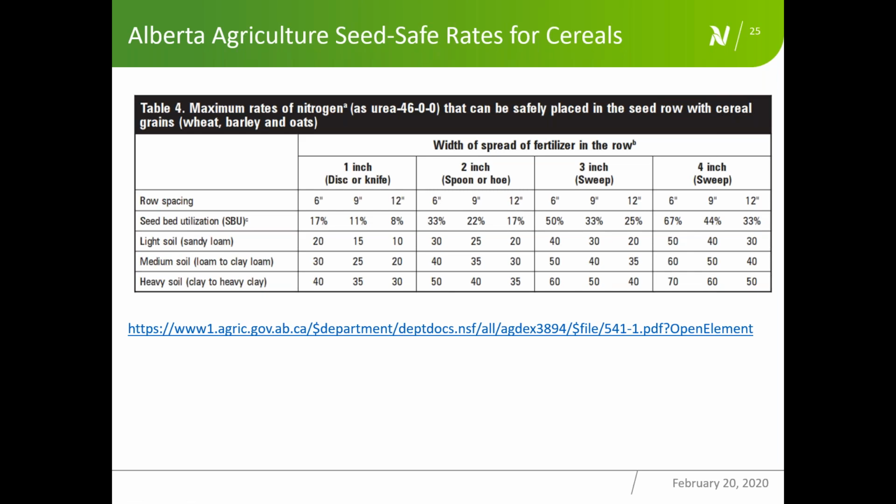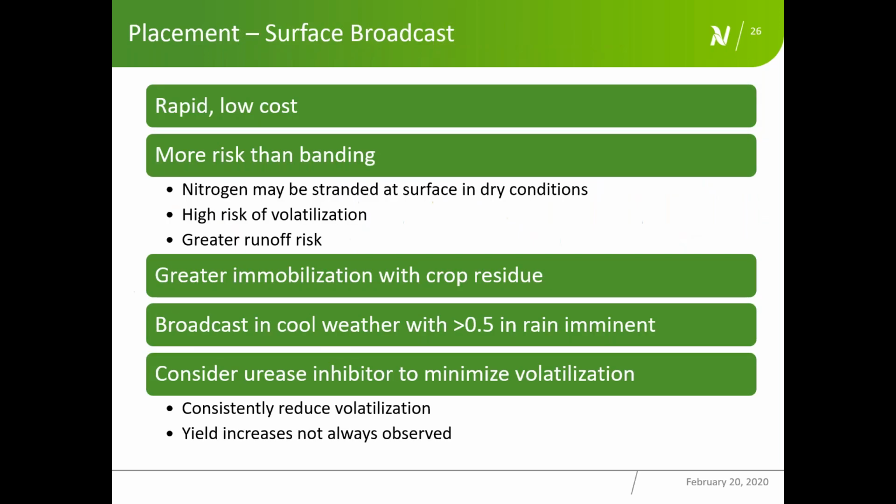Another option, if you're going to be seed placing, is the ESN, because it's controlled release, it has a significantly greater safety factor. You could put more nitrogen in the seed row with that.